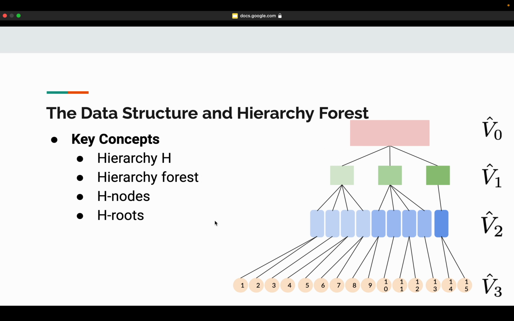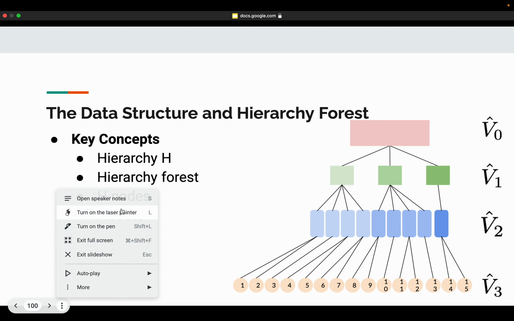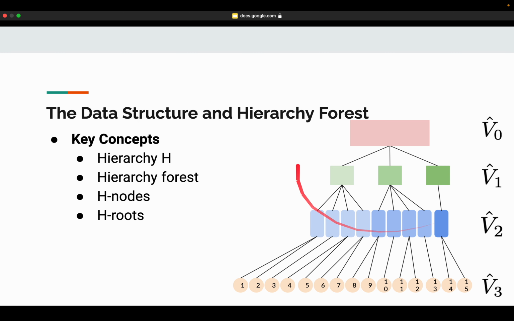Okay, this is the data structure. This is the hierarchy forest which we built in the previous section. So we know that V1 hat means the connected component of G2, right? And V2 hat means the connected component in G3. So this is basically a tree representation of the hierarchy.